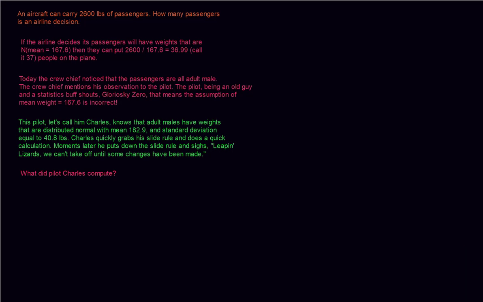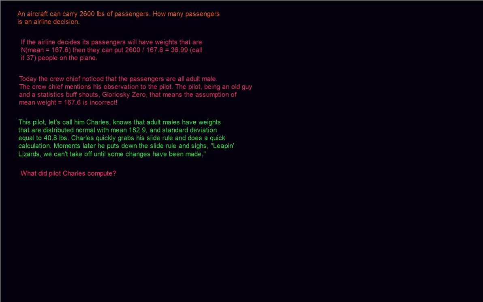then they can put 2,600 divided by 167.6, or 36.99 passengers on this airplane. Let's just call that 37 passengers because it's close enough to 37.